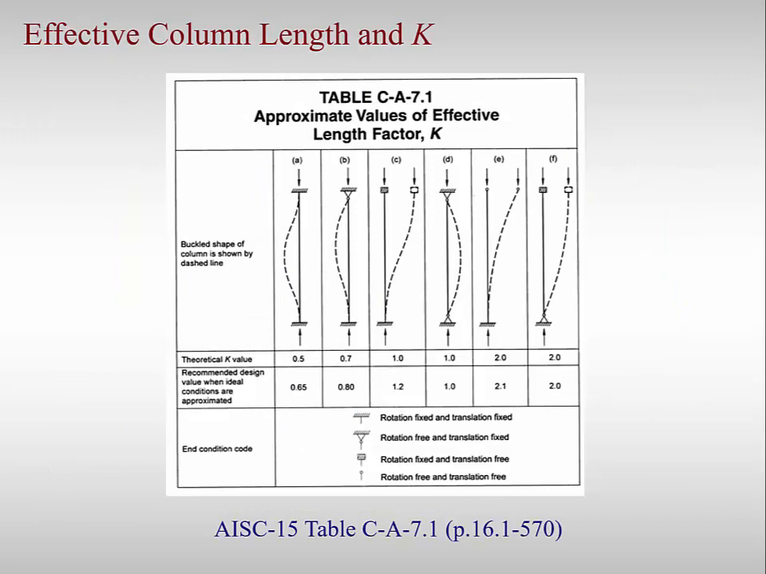Shown in Table C-A-7.1 are the effective length factors in the AISC steel manual. It is located in the specification commentary on page 16.1-570. This is certainly a page you want to tab so you can find it easily, as it's kind of buried deep in the commentary.